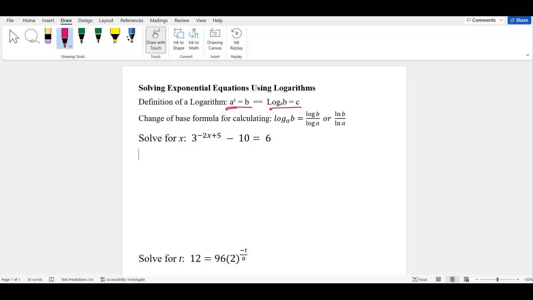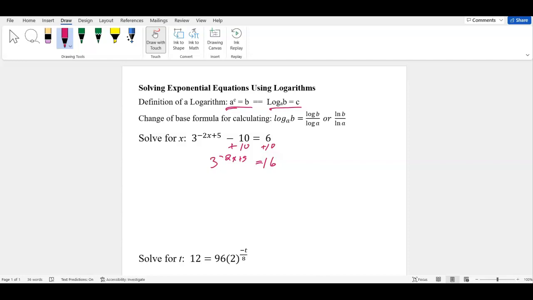Notice this isn't really of the form a base to an exponent is equal to some number. We've got this minus 10 involved. So the first thing we're going to want to do is add 10 to both sides of that equation. And that'll give us 3 to the negative 2x plus 5 power is equal to 16.